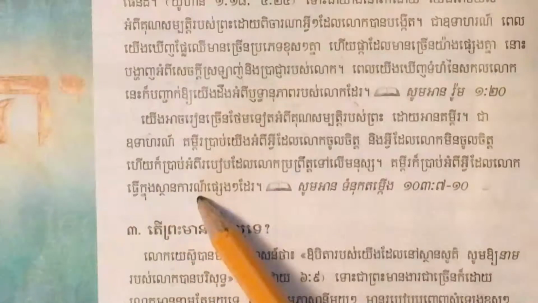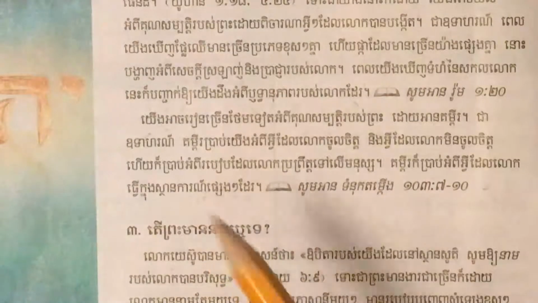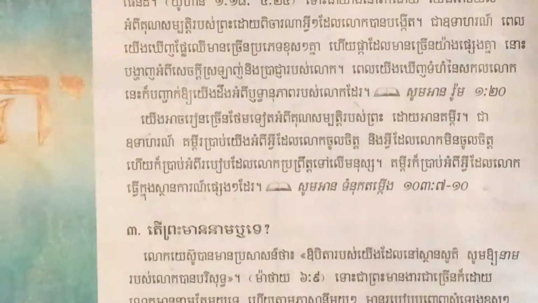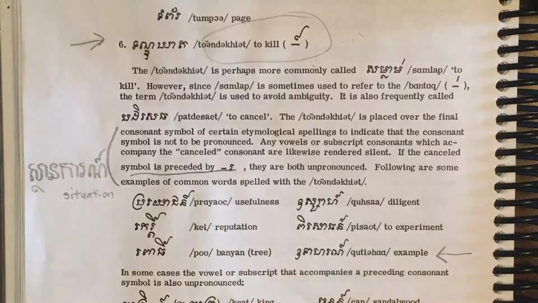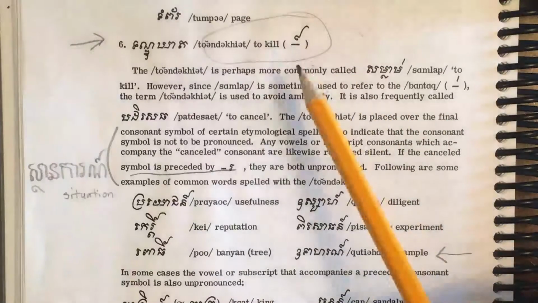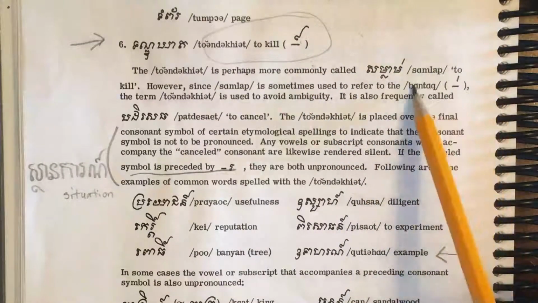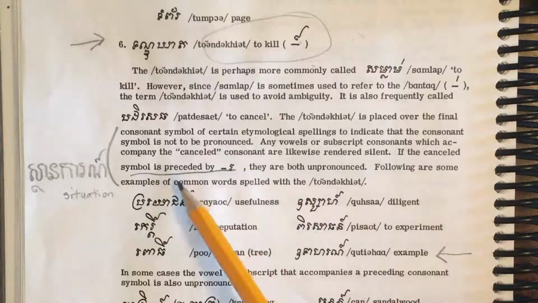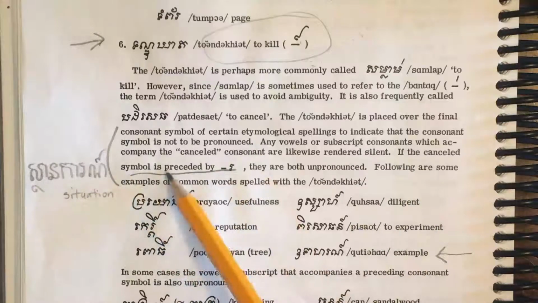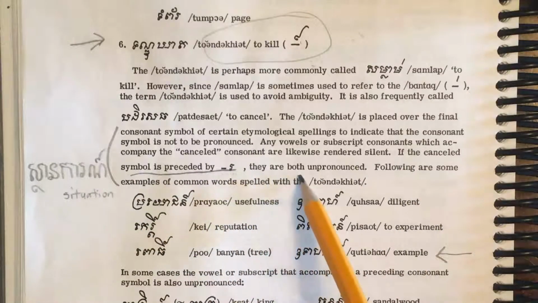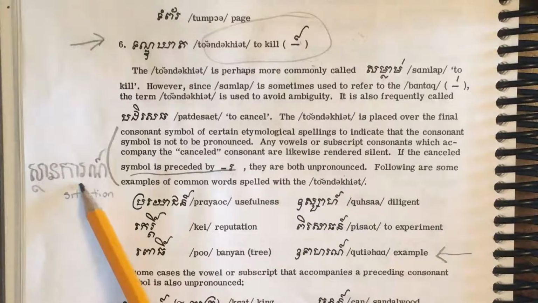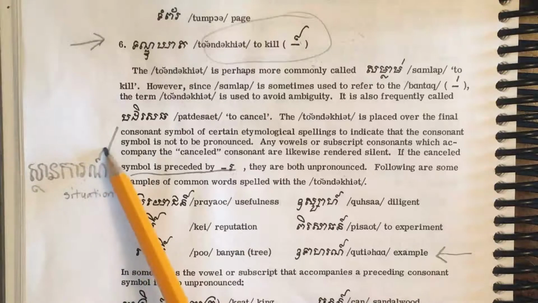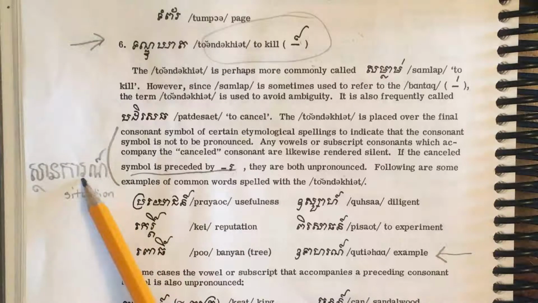Why is it satan ga? Why is it not satan ga no? Let's find out. Satan ga is on page 50, number 6. Okay, for the word satan ga, we have two principles. One we have already talked about. There's just a slight difference here. We learned about tonakia killing the final consonant. However, this little portion adds that if the canceled symbol is preceded by a row, they are both unpronounced, like satan ga. So this indication cancels the na and the row.